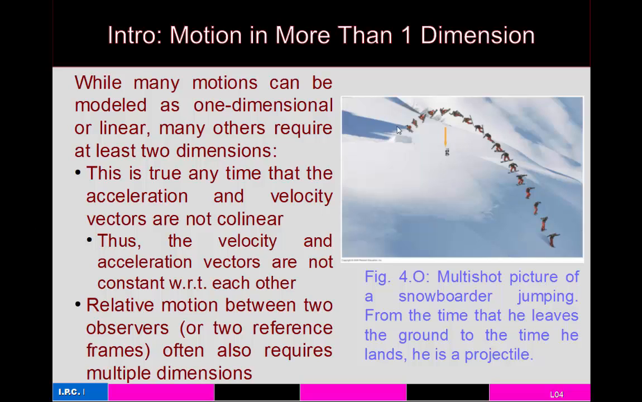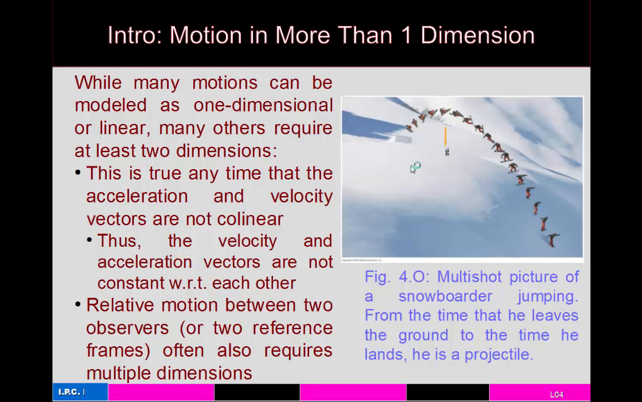And so here you have the multi-shot picture of a snowboarder who's jumping, and he basically leaves the ground here, and you can see describes what looks like a parabolic arc. And throughout this motion, he has a constant acceleration straight downward of g, or about 9.8 meters per second squared. And so we're going to look at how to describe this motion, how to describe him as a projectile, which basically means that he has movement under only the influence of free fall.